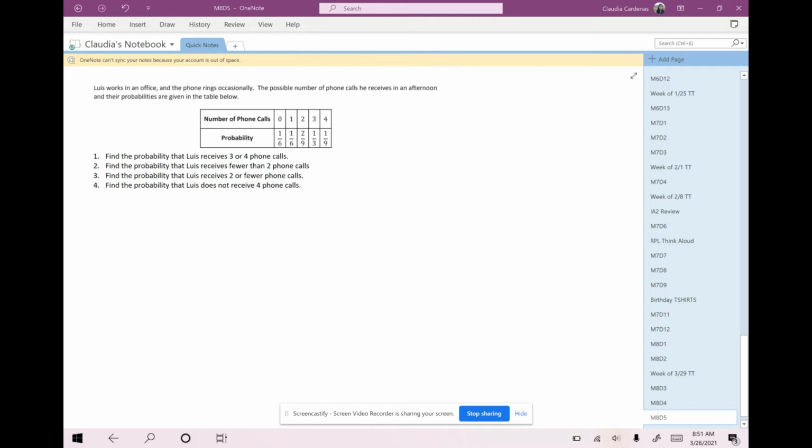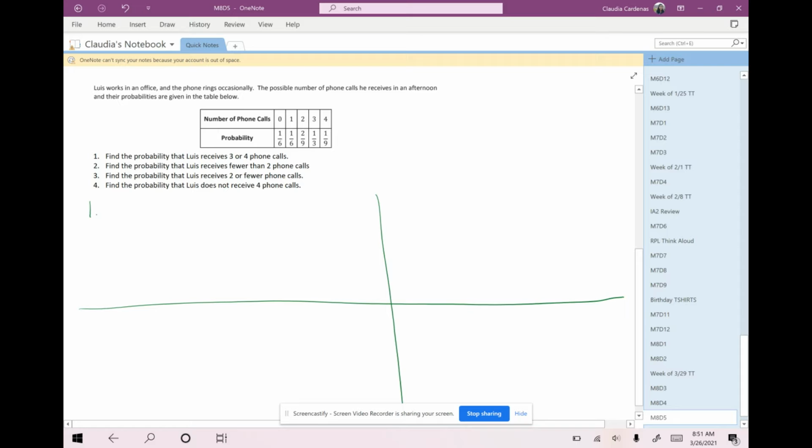So I'm actually going to break up my page into 4 pieces so that I can make sure I answer every single one. So question 1, question 2, question 3, and question 4. Please do this in your notebook as well. And so we're going to look at question 1 first and then go down the line.